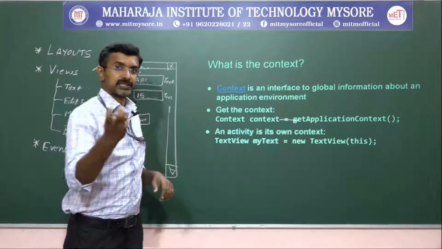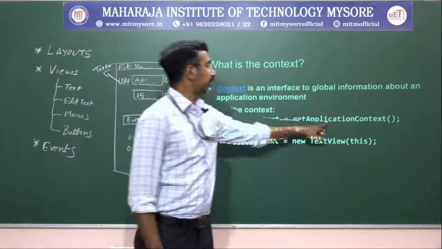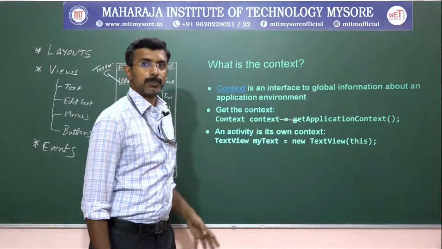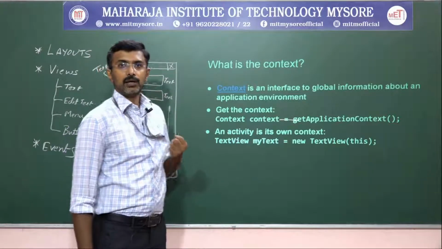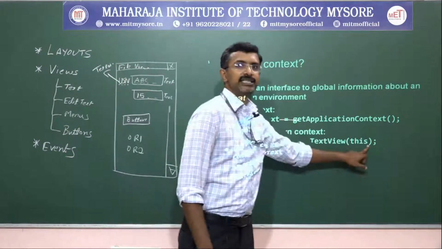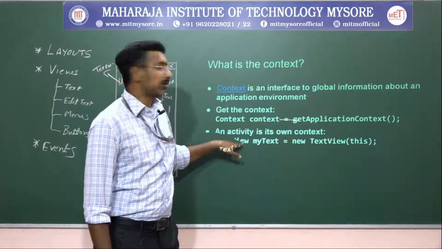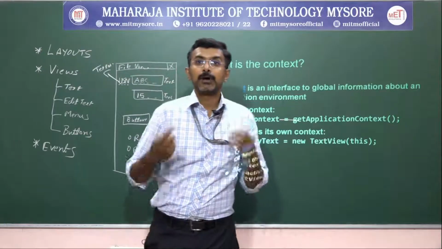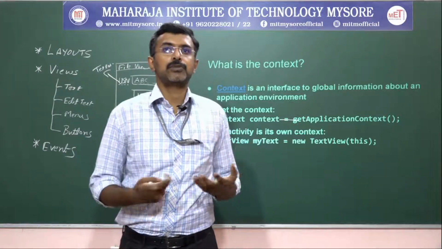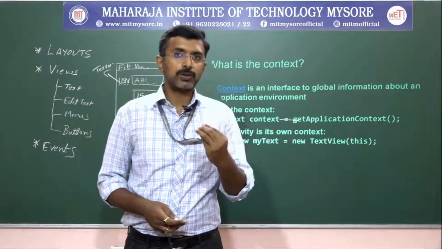So how do you get the context? Context is a class, create an object, get application context. Using that getApplicationContext, you will be able to retrieve the context information, and then using the activity, the this keyword tells you that on this particular context, you have to make use of this particular text view object. So this is the purpose of a context. Out of all the controls or the views, which one you want to perform the operation on defines your context.